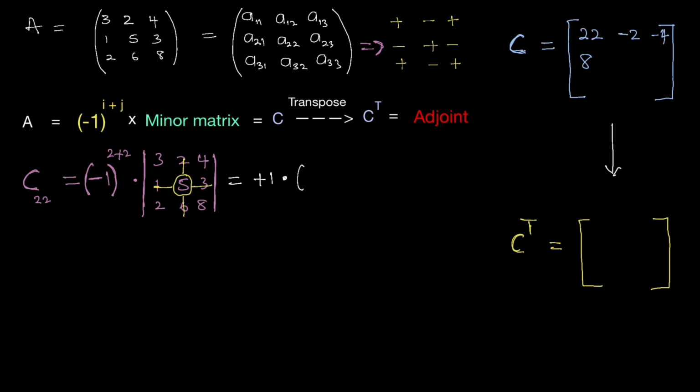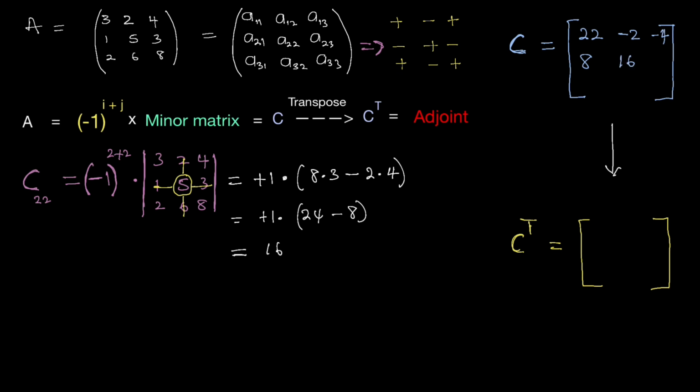The open bracket 8 times 3 minus 2 times 4. 8 times 3 is 24, so that will be equal to 1 plus 1 times 24 minus 8, and 24 minus 8 is 16, so that 16 times 1 is 16. Now I need to populate that element with a 16, so that's 16 over there.